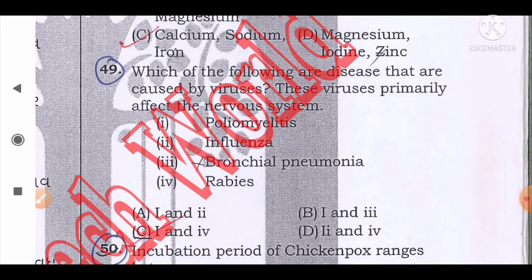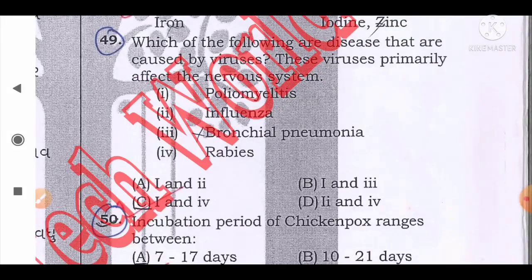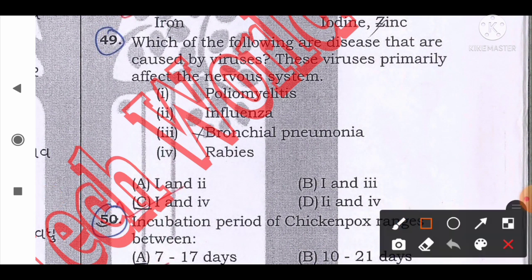Which of the following are diseases that are caused by viruses? These viruses primarily affect the central nervous system. Examples of viruses are given: first, poliomyelitis. Second, influenza. Third, bronchial pneumonia. And fourth, rabies. Option A, first and second. B, first and third. C, first and fourth. D, second and fourth.